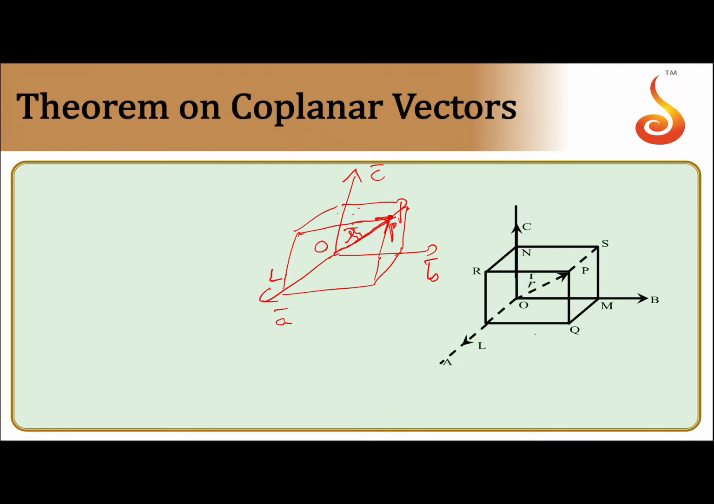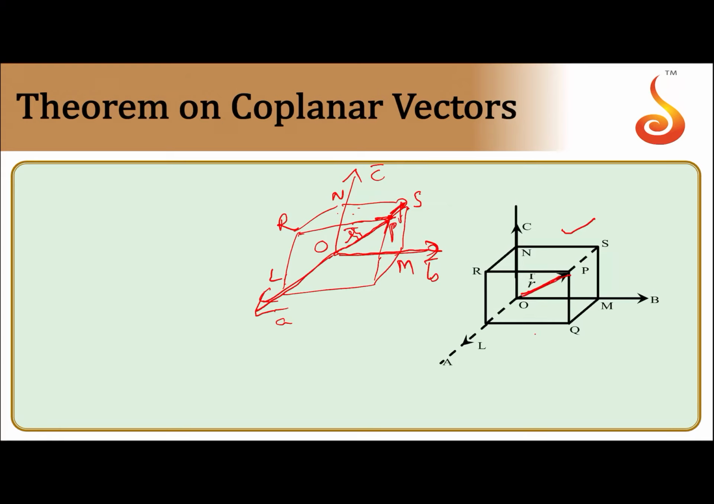And I say that the parallelepiped intersects the vector OA at L, the vector OB at point M, and OC at point N. Let's say this point is R and this point is S, as in the diagram. Hope you understood. Through the point O, I am taking the planes parallel to AOB, BOC and COA, and thereby a parallelepiped is formed with OP as the diagonal.